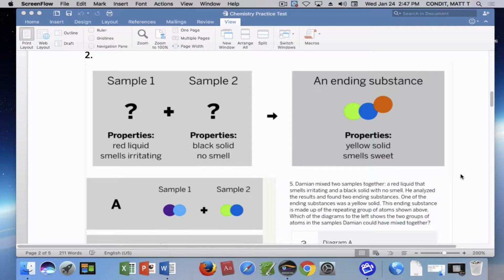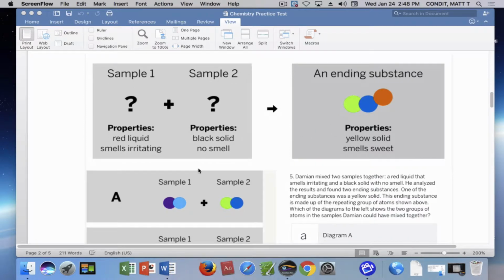Damien mixed two samples together, a red liquid that smells irritating and a black solid with no smell. He analyzed the results and found two ending substances. One of the ending substances was a yellow solid. This ending substance is made up of repeating groups of atoms shown above. Which of the diagrams to the left shows the two groups of atoms in the samples Damien could have mixed together? So the key is on here, we don't create or destroy atoms, and the colors here represent distinct atoms.